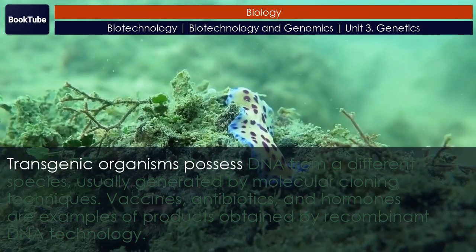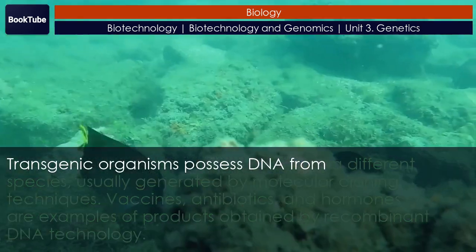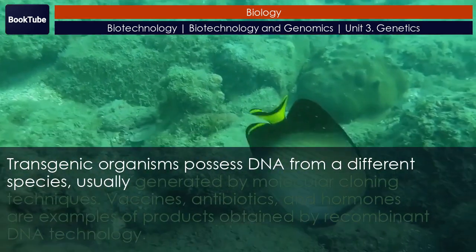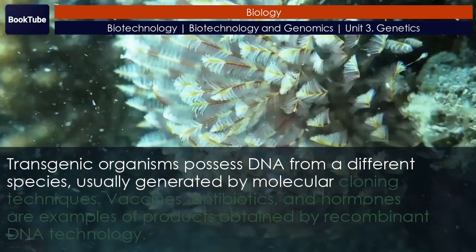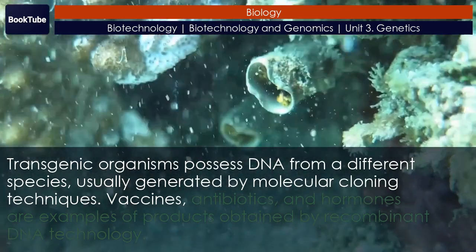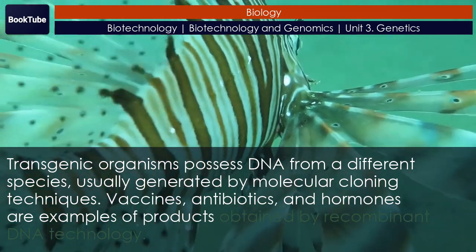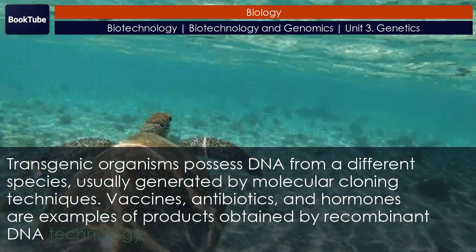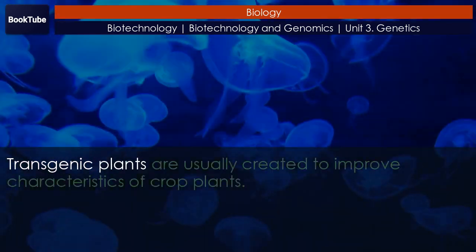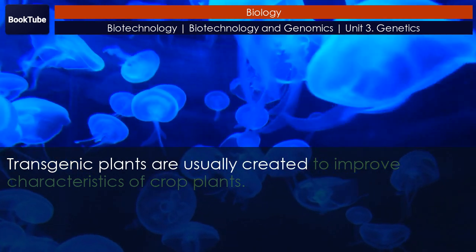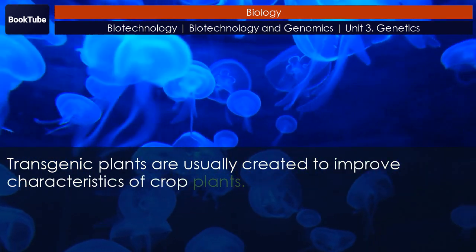Transgenic organisms possess DNA from a different species, usually generated by molecular cloning techniques. Vaccines, antibiotics, and hormones are examples of products obtained by recombinant DNA technology. Transgenic plants are usually created to improve characteristics of crop plants.